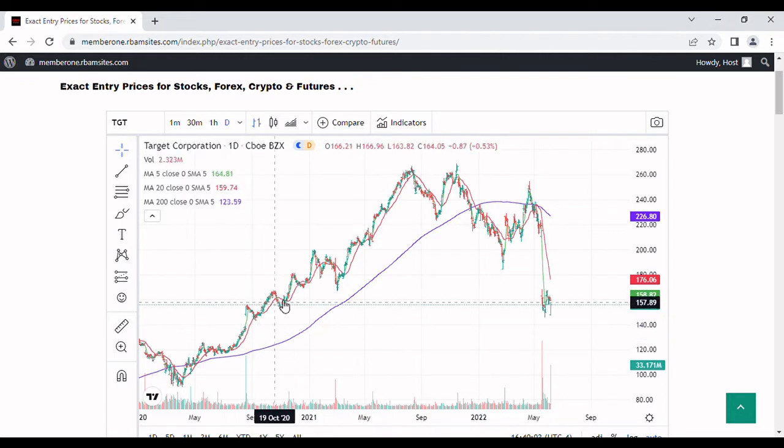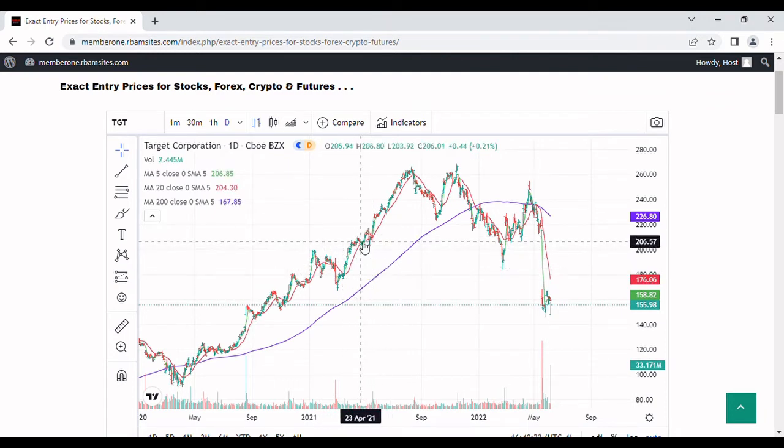Our 20-day was essentially useless because we kept getting these crossovers with the 5-day. Now the 5-day is the green, the 20-day moving average is the red, and the 200-day is the blue. If we had tried to do a 5/20, we'd have been whipsawed in and out of here all day long. It wouldn't have protected us at all and would have given us a lot of false sells.